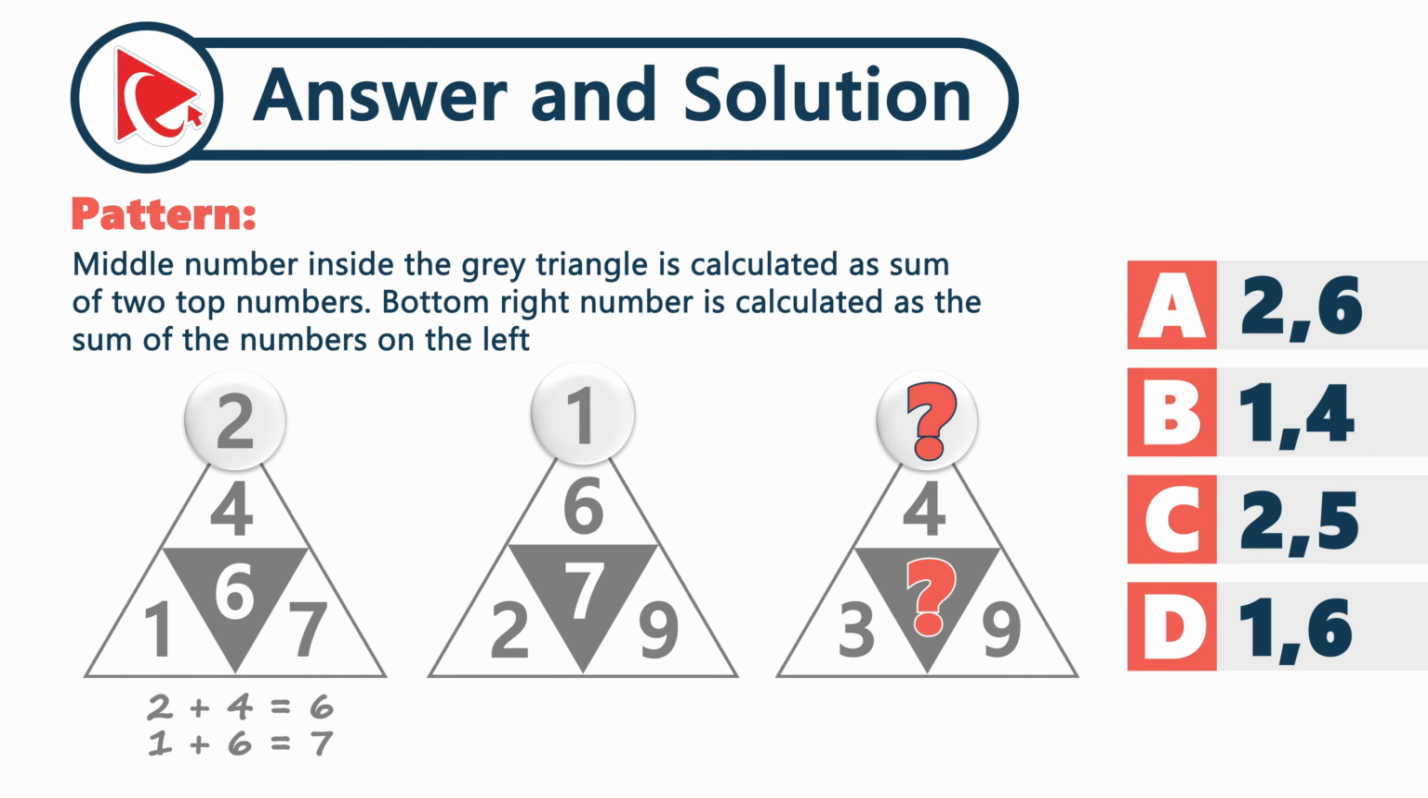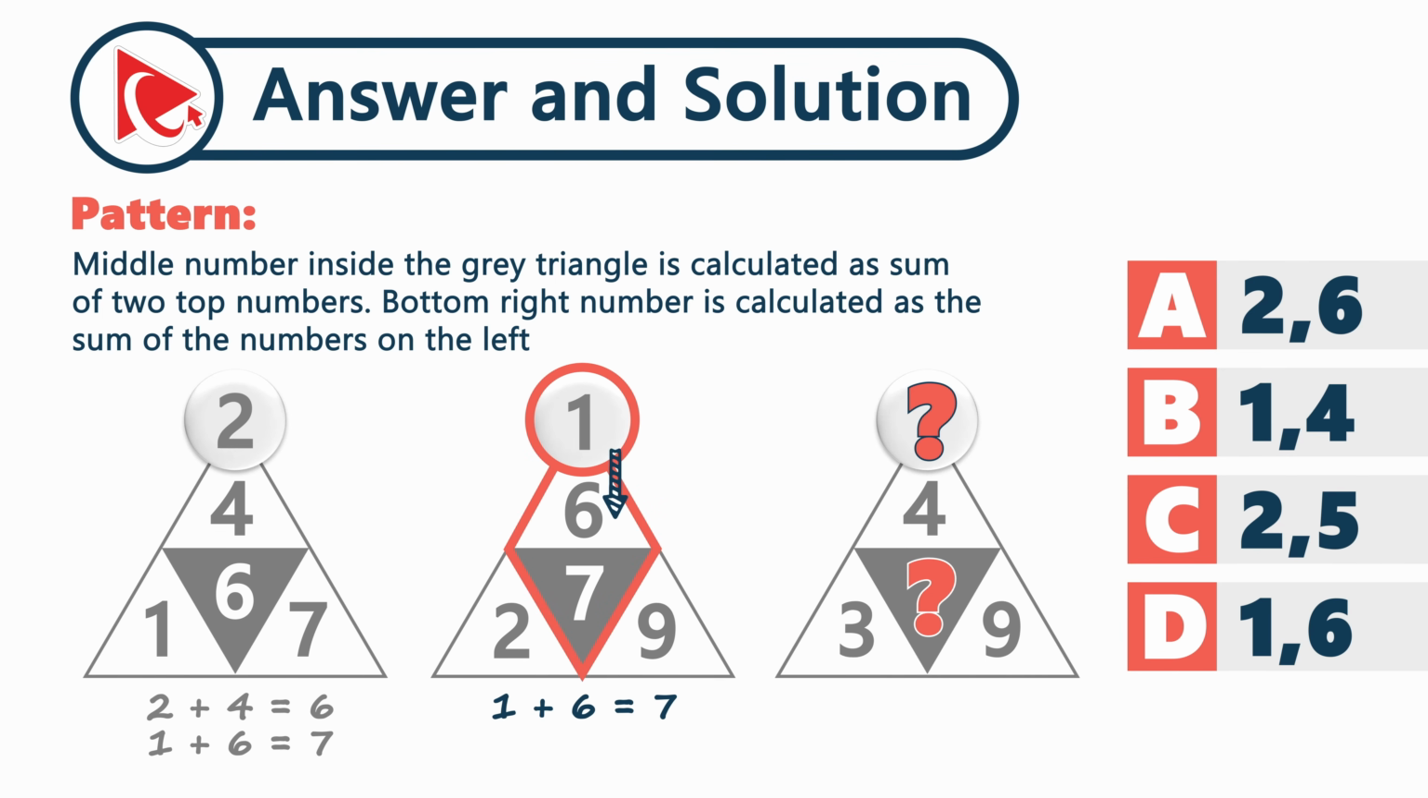Let's verify this pattern with the second shape. 1 plus 6 equals 7. 2 plus 7 equals 9. And you know what time it is now? It's the magic time to calculate the missing number.